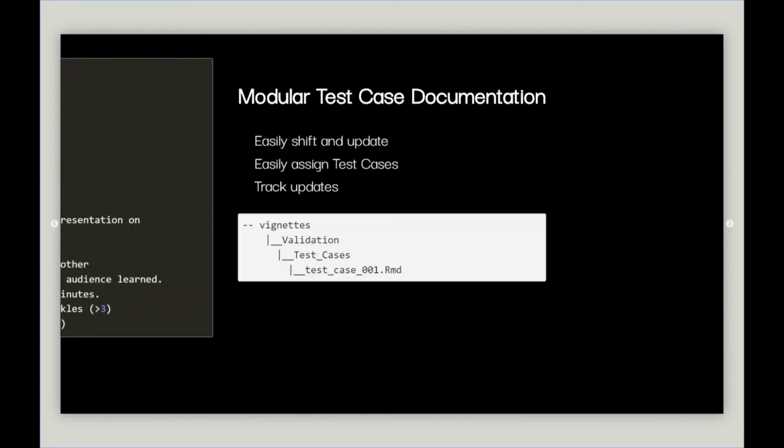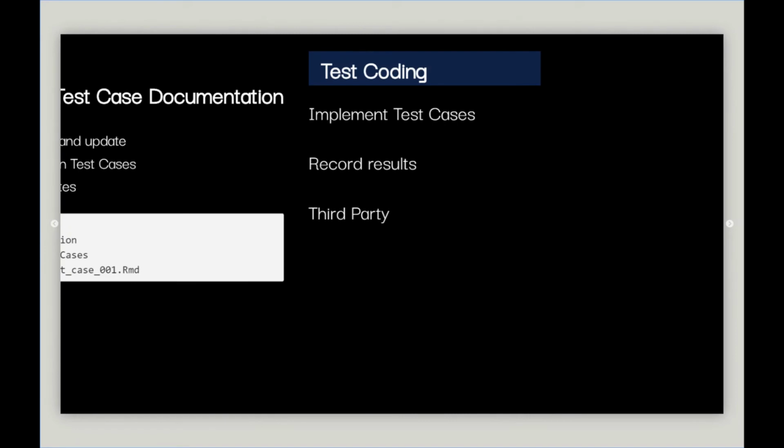So, the modular test case documentation. By writing it this way, by separating out your test cases, it makes it really easy to shift and update and determine which test cases are useful, which are not, and make sure that they're testing a specific specification and make sure that every specification is being met. You can also then easily assign test cases to multiple authors and track those updates because the documentation of who wrote what is directly with your test cases.